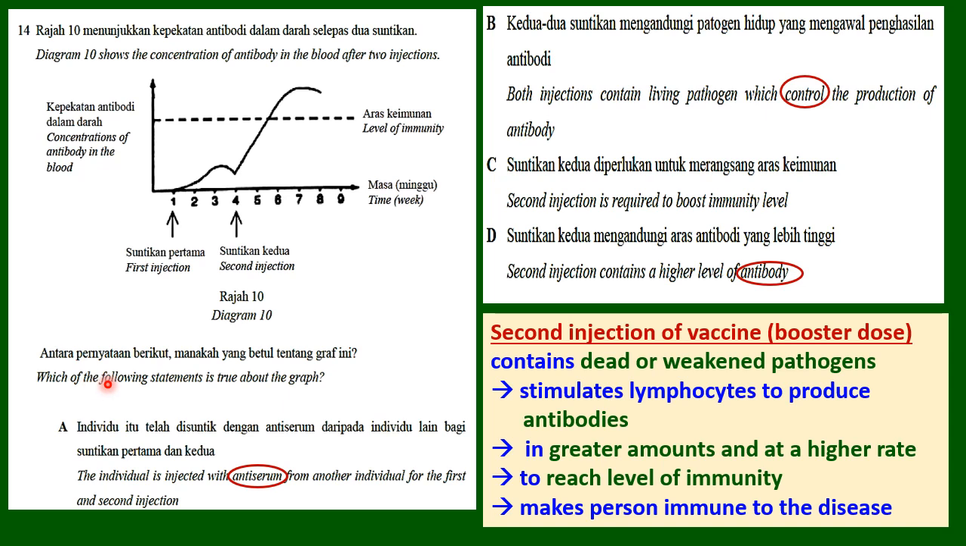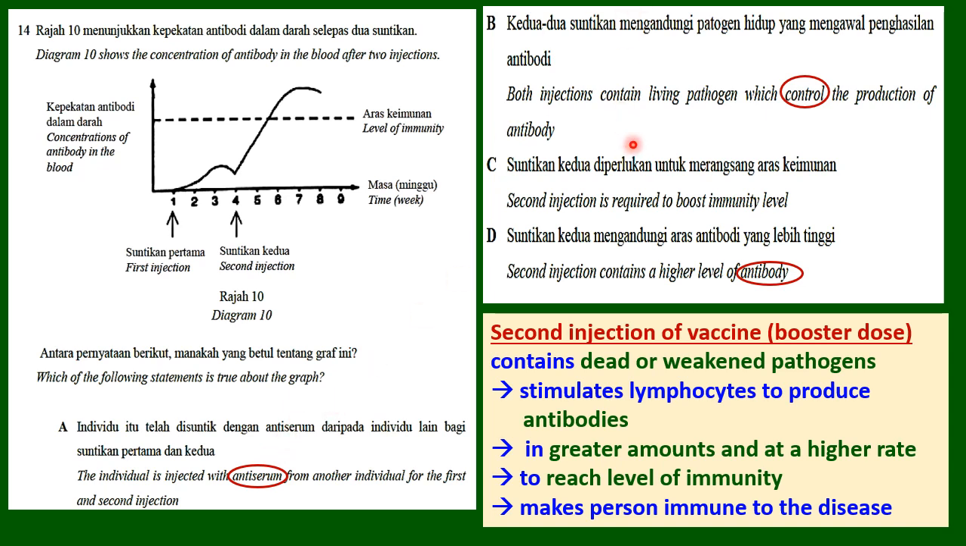Now, which of the following statements is true about the graph? A: The individual is injected with antiserum from another individual for the first and second injection. So what's an antiserum? An antiserum contains the antibodies that are directly injected into a person, especially a person who may have already been infected. So here it is not antiserums that are injected. They are vaccines. Vaccines are injected into the person. So this statement is wrong. It should be: the individual is injected with a vaccine.